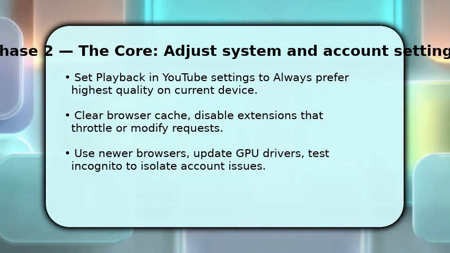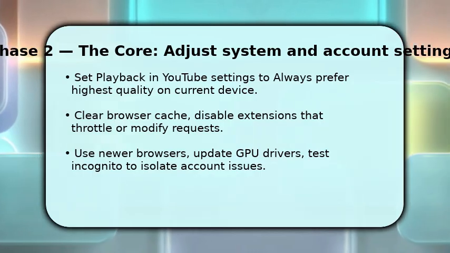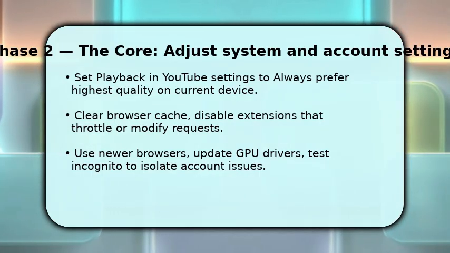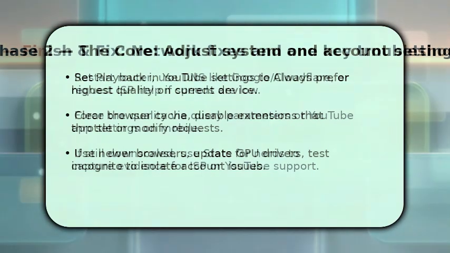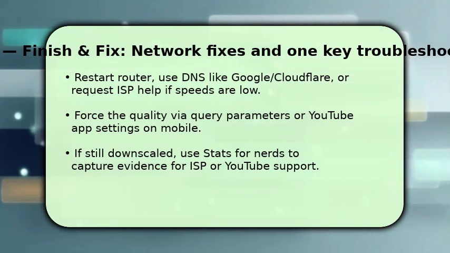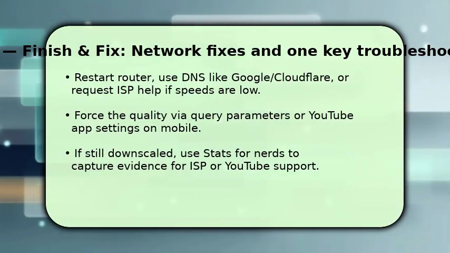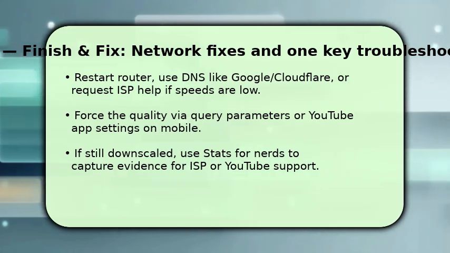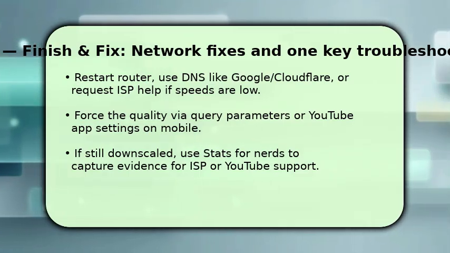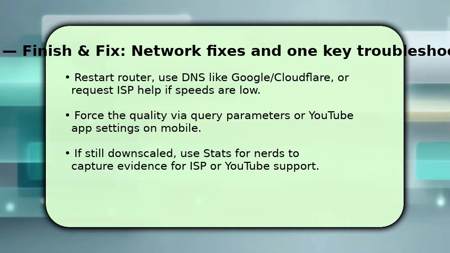Finally, you complete the fix by optimizing the network. Restart your router, try wired connections, and switch to a reliable DNS such as Google or Cloudflare to reduce lookup delays. If speeds remain low, contact your ISP. Once done, on mobile, force quality in the app or add a player query parameter on desktop to lock resolution. If the video still auto-downscales, use stats for nerds to capture timestamps and bandwidth numbers so you can show clear evidence to your eye.